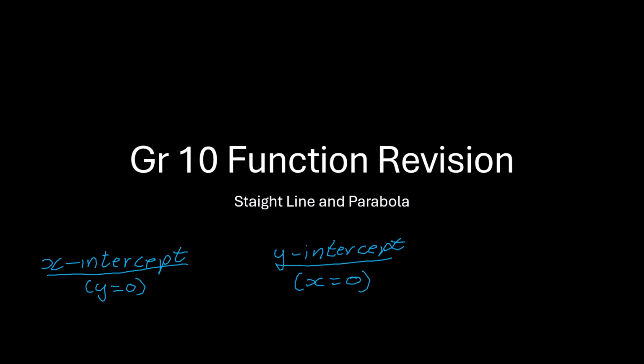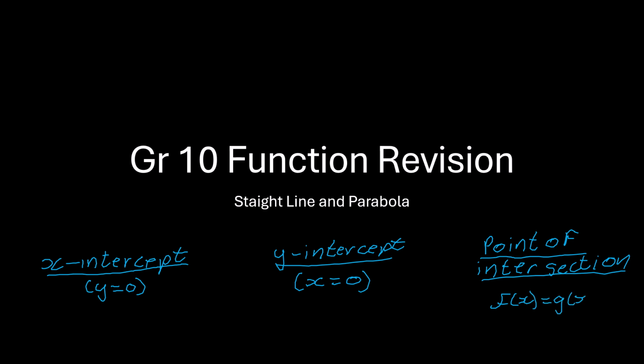And then when we talk about a point of intersection, this is essentially where your two graphs are equal, or where they are cutting each other, and in that case, we know that the two functions must be equal.